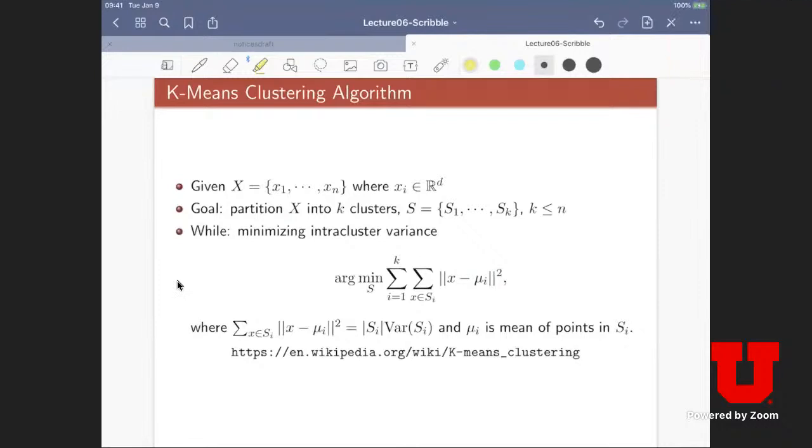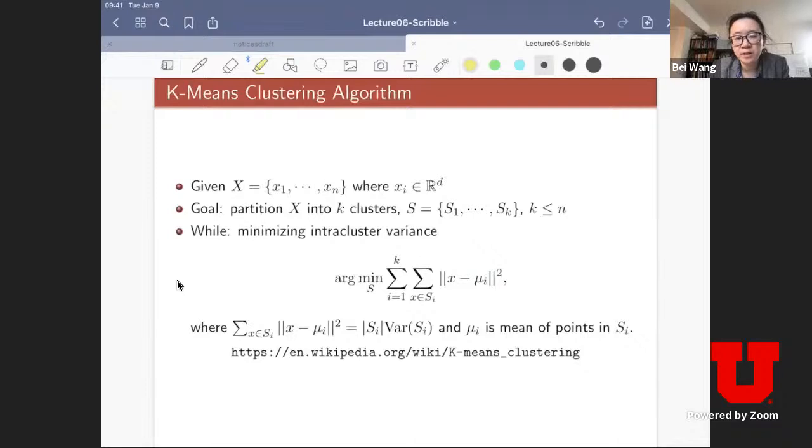Okay, so if I have high dimensional points, the idea is to partition them into k clusters, where k is typically much smaller than the number of points. And then it's basically a minimization of intra-cluster variance. Okay, so what does this do?